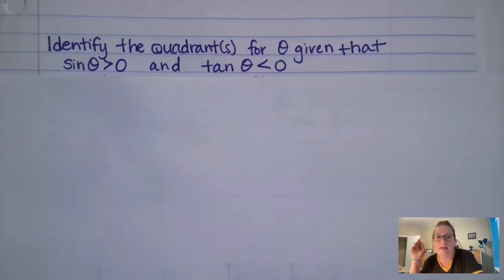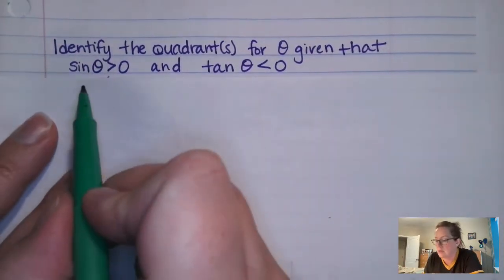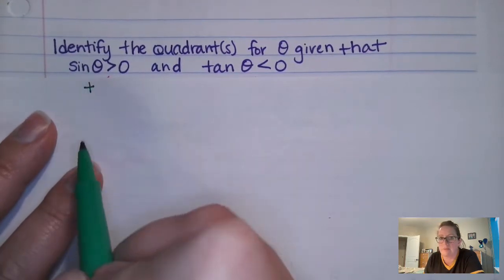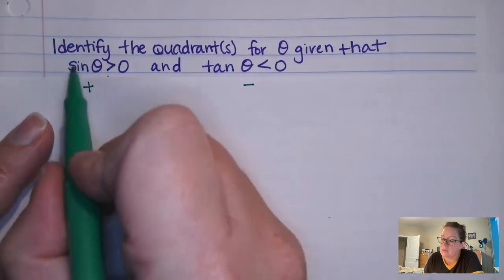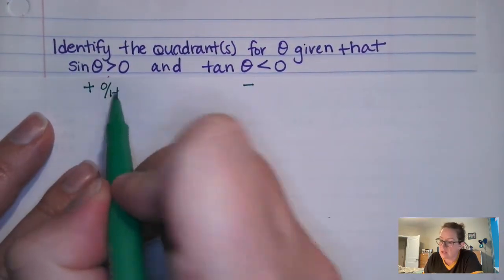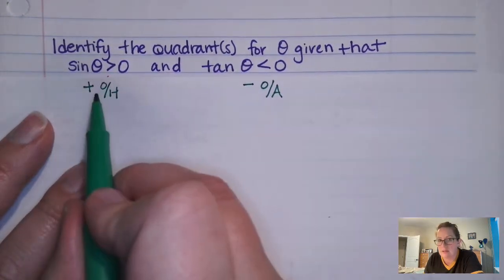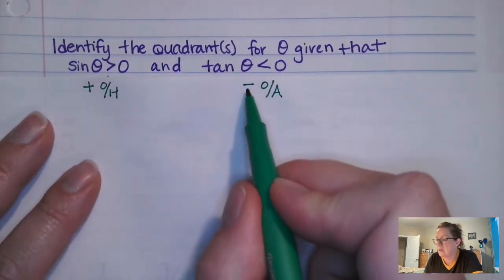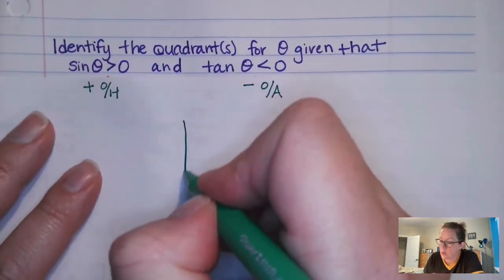All right, so the next problem we're going to talk about today is: identify the quadrants for theta, given that sine theta is greater than 0 and tan theta is less than 0. So sine greater than 0 just means that it's going to be positive. Tan less than 0 means that it's going to be negative. And sine, remember, is O over H, and tan is O over A. So we're looking for positive sine values, negative tangent values, okay? And we want to know what quadrants we're in.